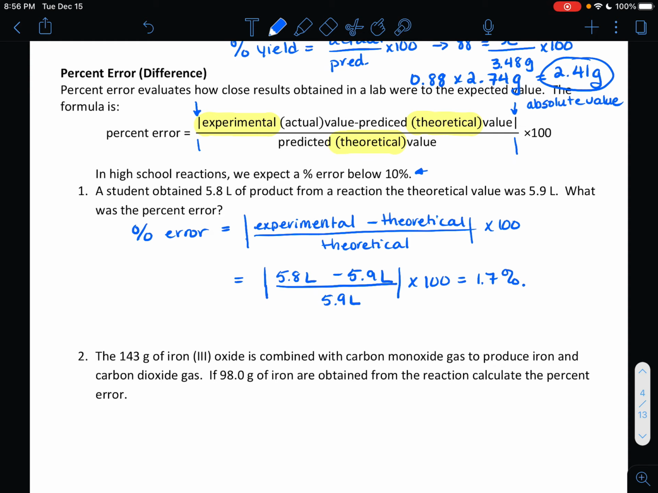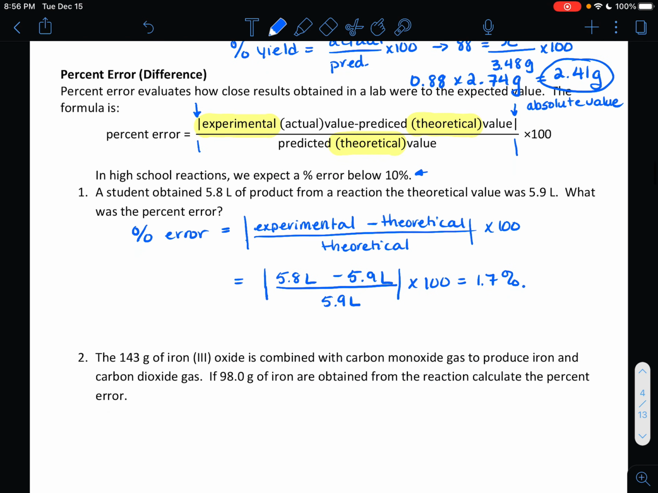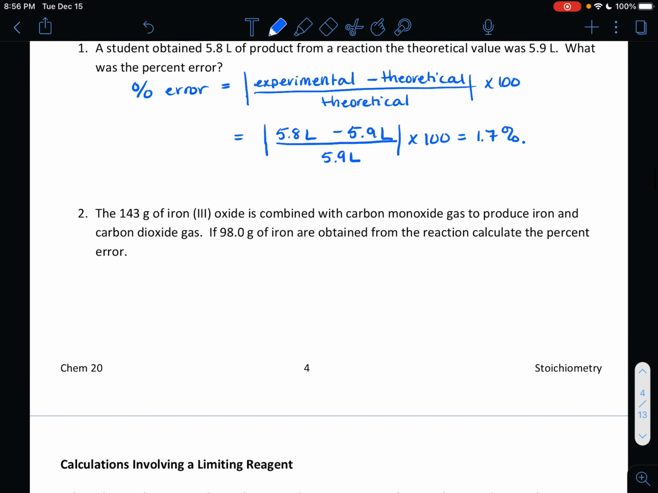All right. Now, I can let you know that when we use these formulas in the lab, the one that we tend to focus on more is percent error. So we're more interested in how close you were to the expected value, more so than how much of the product you collected. All right, one last question with this.